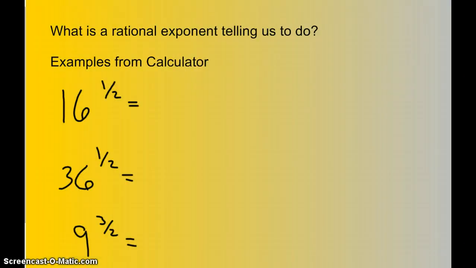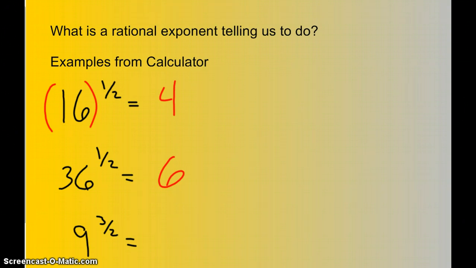So that brings it to a question here. What's a rational exponent telling us to do? And as usual, if we aren't sure what to do, we always fall back on technology and we just go ahead and punch this in our calculator. If we take 16 to the 1/2 power, the calculator says it's 4. If you take 36 to the 1/2 power, the calculator says the answer is 6.